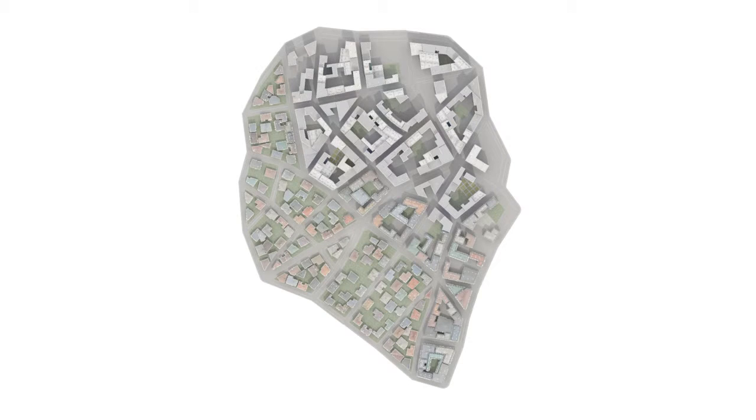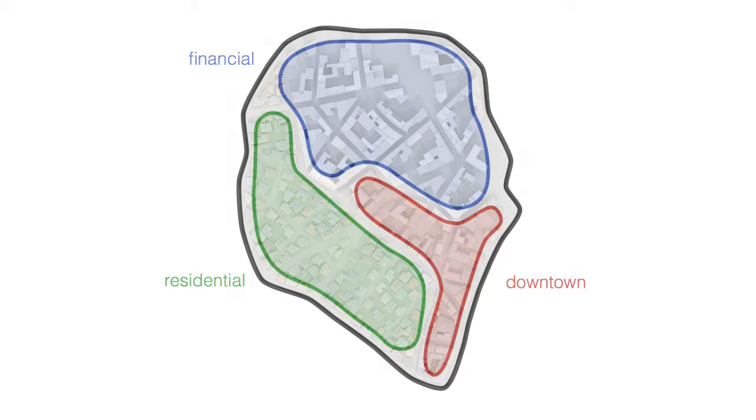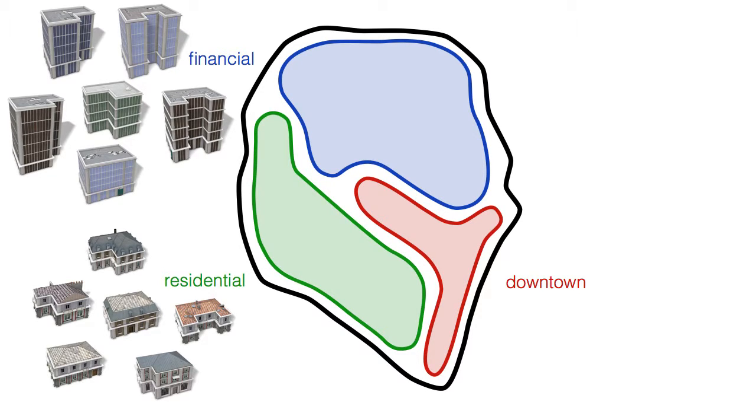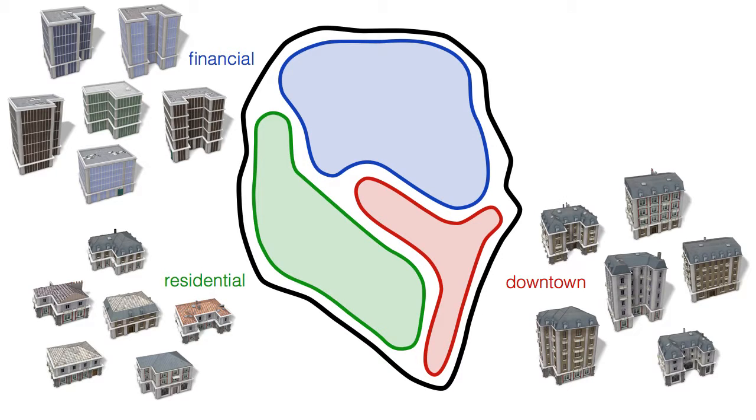For example, the user might want to subdivide the city into 3 regions, generating small residential buildings for the residential area, office buildings for the financial district, and buildings in the Haussmannian architectural style for the Parisian-like downtown.